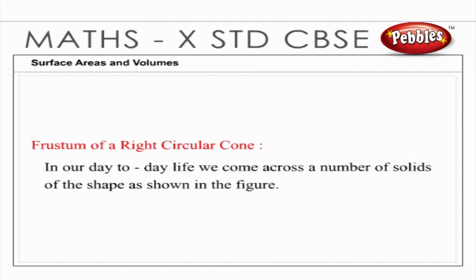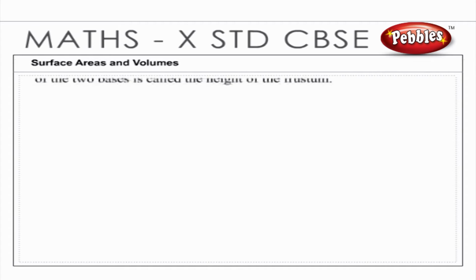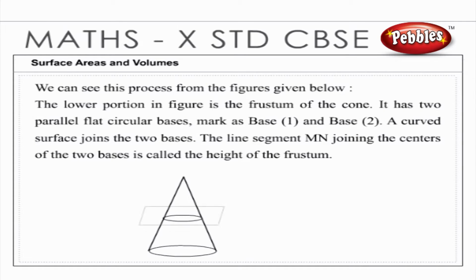Frustum of a right circular cone. In our day-to-day life, we come across a number of solids of the shape as shown in the figure. For example, a bucket or a glass tumbler. We observe that this type of solid is a part of a right circular cone and is obtained when the cone is cut by a plane parallel to the base of the cone. If a right circular cone is cut off by a plane parallel to its base, the portion of the cone between the plane and the base of the cone is called a frustum of the cone. We can see this process from the figures given below.